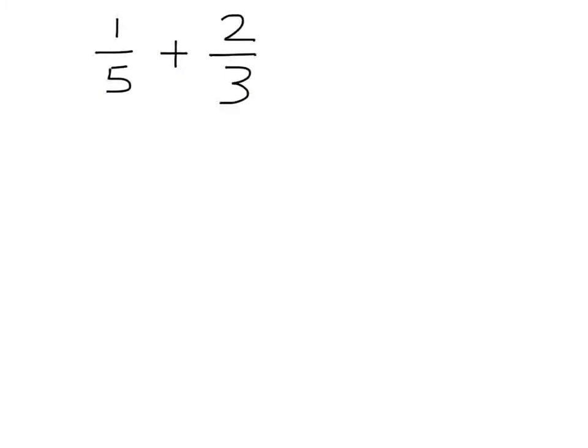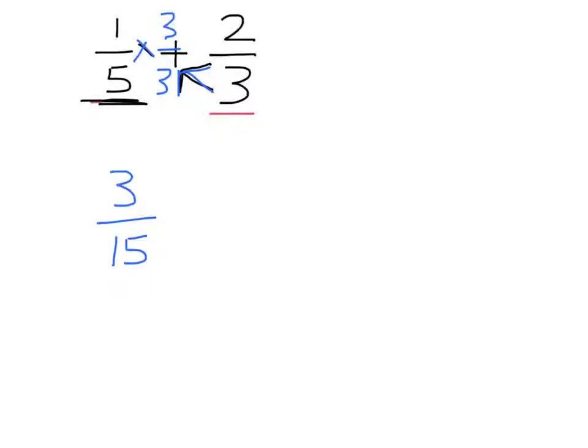Alright, my next one here, notice, once again, I don't have common denominators. I need a common denominator to add these, so here's what we're going to do. This one over here is a 5, so I'm going to take this 3 and multiply it over here, by 3 over 3. On the top, 3 times 1 is 3. On the bottom, 5 times 3 is 15. It's a plus sign in the middle.